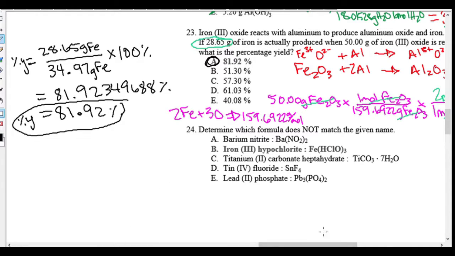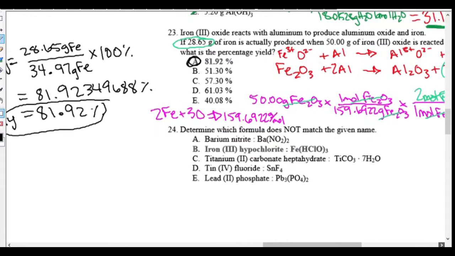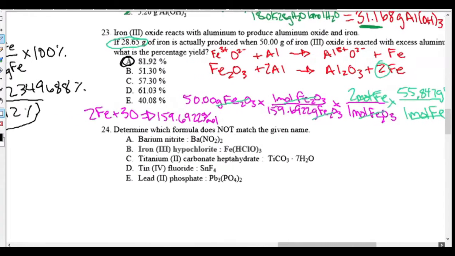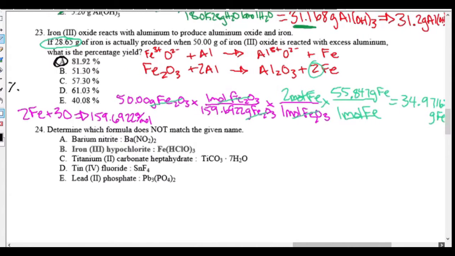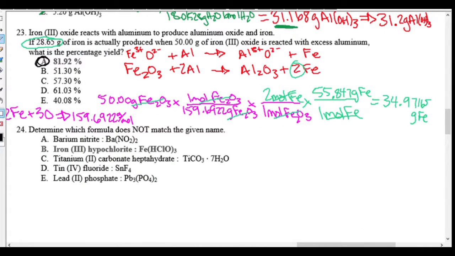Alright. Sorry, I know it seems like I'm rushing through this. Just a little worried. Okay, so which one does not match? Another one of these lovely questions.